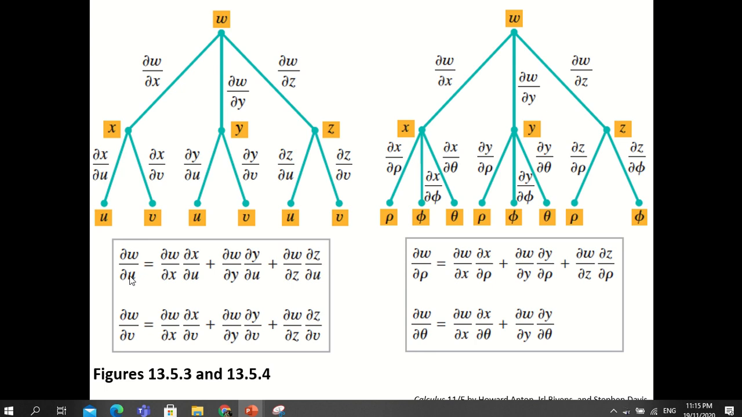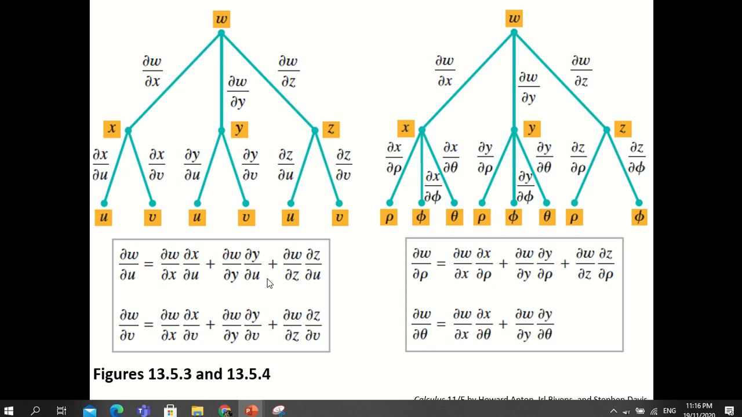So in other words, for this illustration, we take this with respect to u each time. On the third term, we have the partial derivative of w with respect to z, then the partial derivative of z with respect to u. So from w to x to u, from w to y to u, and from w to z to u. On the other hand, this is a different direction. Anyway, that is for this part.